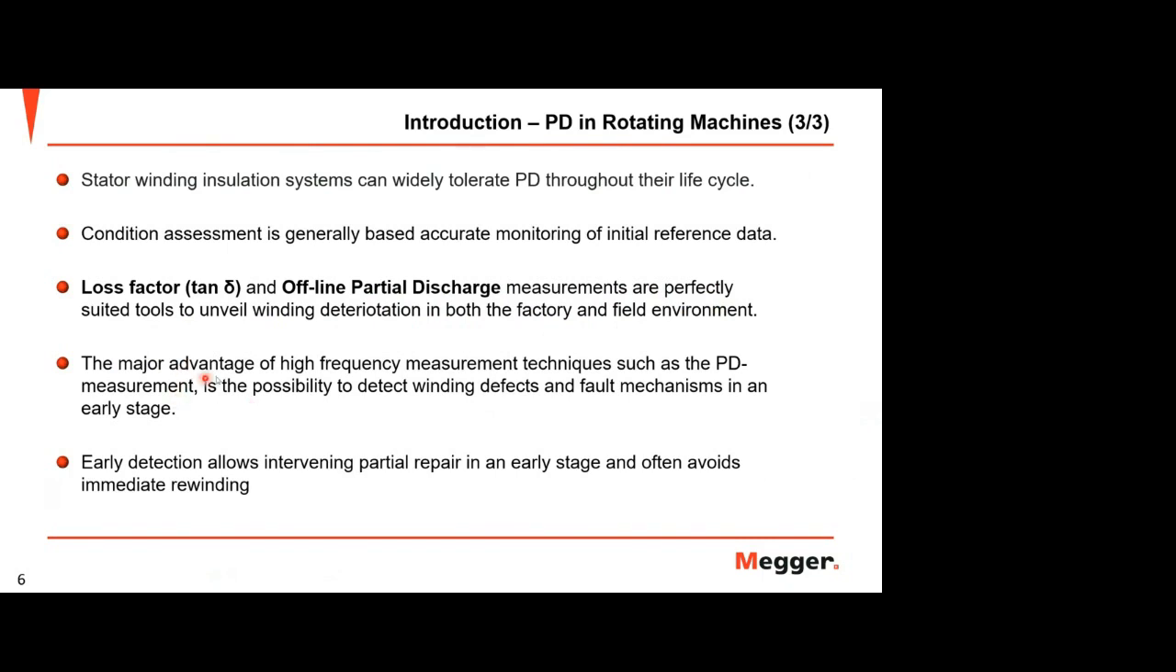The major advantage of high frequency measurement techniques, such as PD measurement, is the possibility to detect winding defects and fault mechanisms in an early stage, whereas with the loss factor or tan delta test, sometimes we are late to detect it. So early detection allows us to intervene with partial repair at an early stage and often avoid immediate rewinding. This is the last goal that we hope for with our assessment actually.